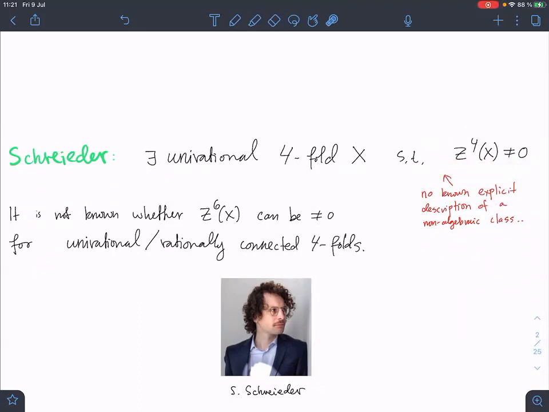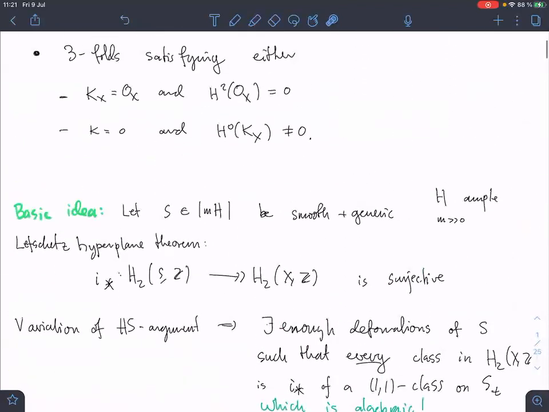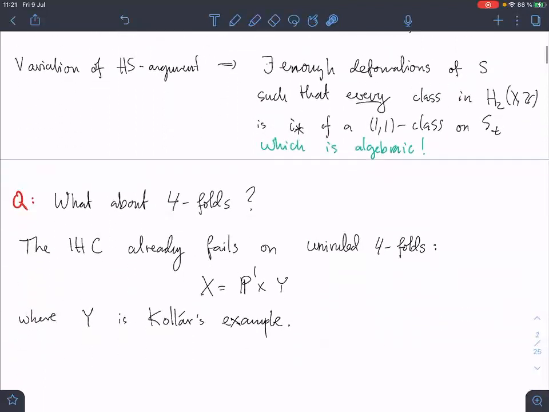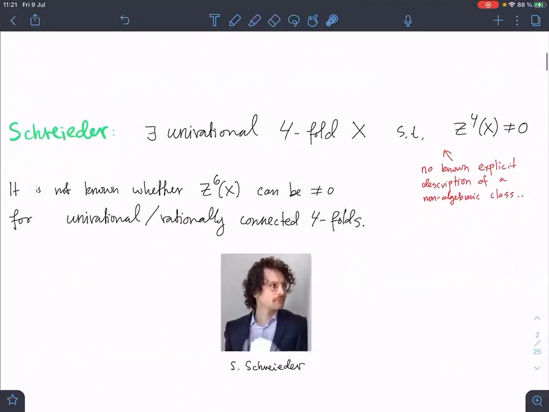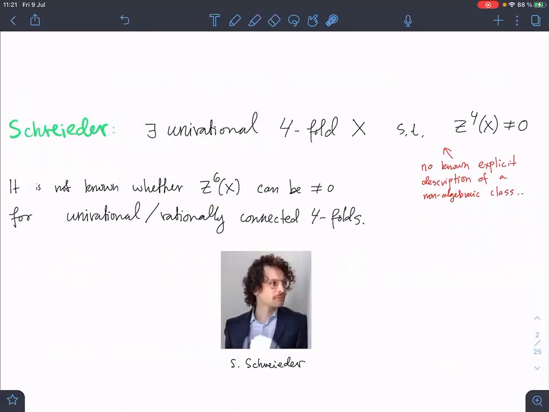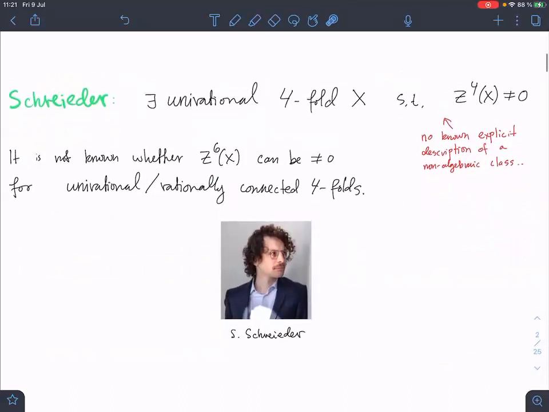But it's still a very big problem whether for unirational or rationally connected fourfolds, curve classes are generated by algebraic classes. So this is for codimension 2, but we don't know anything about codimension 3 classes. And maybe in light of these results, they are about curves in some sense. So maybe the situation is a little bit better for Z6 here. Okay, any questions about these results?